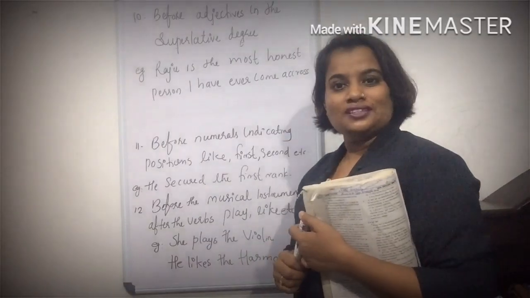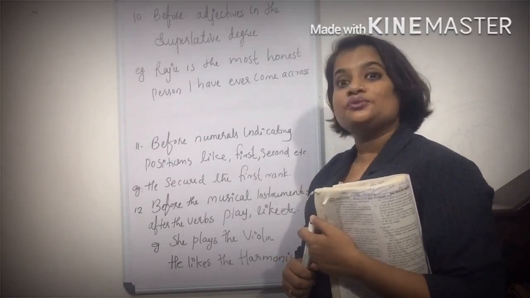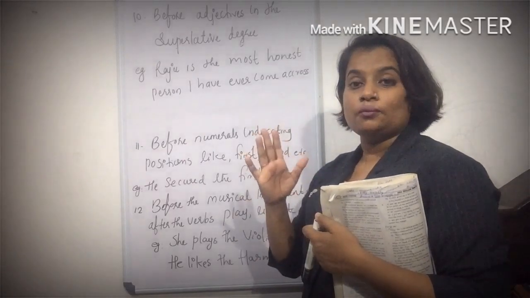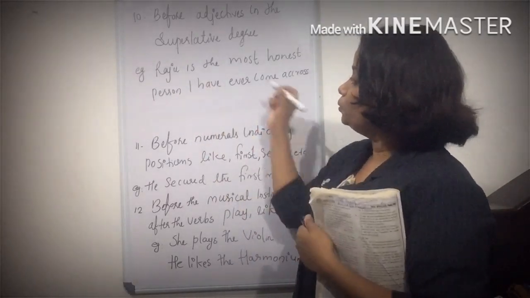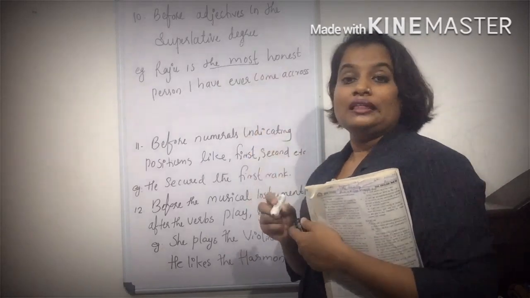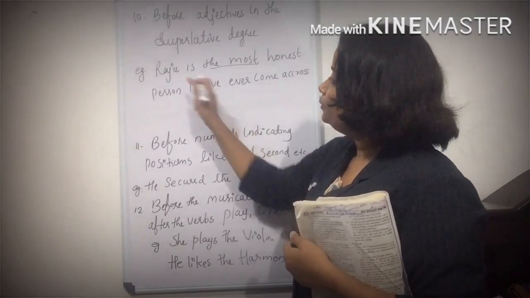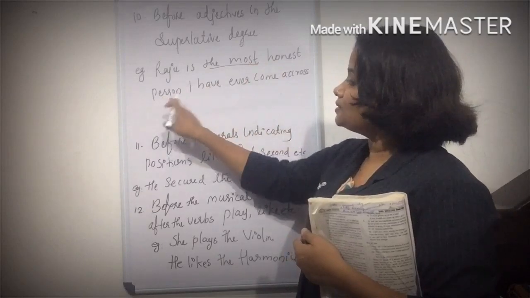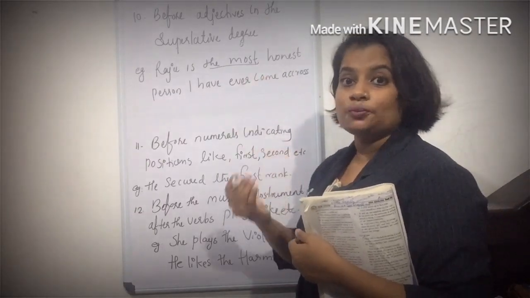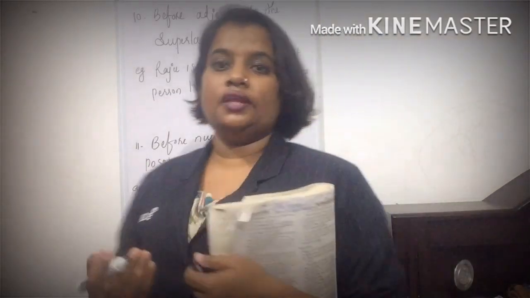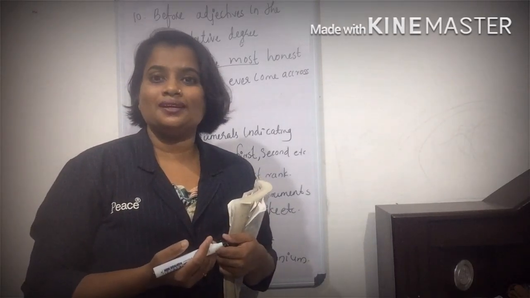Next one is, you can use the before adjectives in the superlative degree. That is the topmost or the zenith. Okay, so Raju is the most honest person. The most, the highest, the topmost. Raju is the most honest person I have ever come across. The most means that's the superlative degree. Or I can give you the example, she is the brightest student in the classroom.